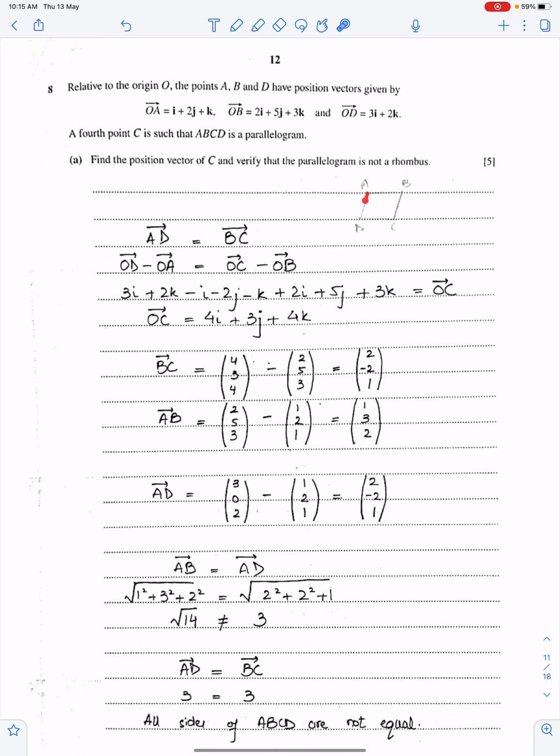The simplest way is this: get the length of any 2 adjacent sides. So BC vector is this, and AB vector is here. Now check the magnitudes. The magnitude of this vector is 3, whereas the magnitude of this vector is under root 14. Since these 2 lengths are not equal, therefore this diagram is not a rhombus. This parallelogram is not a rhombus.